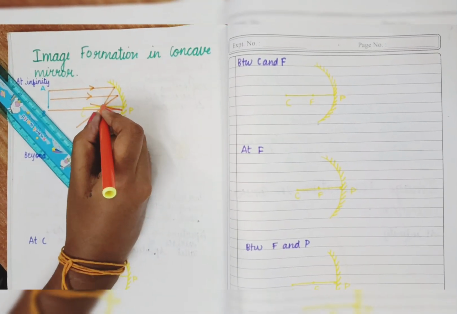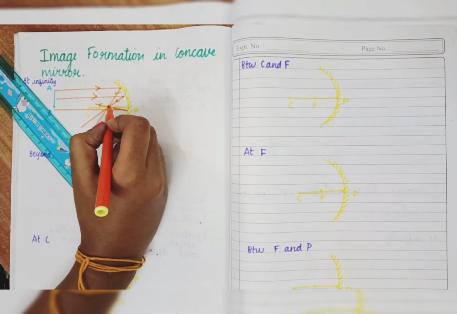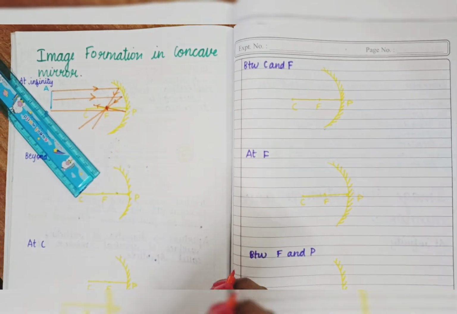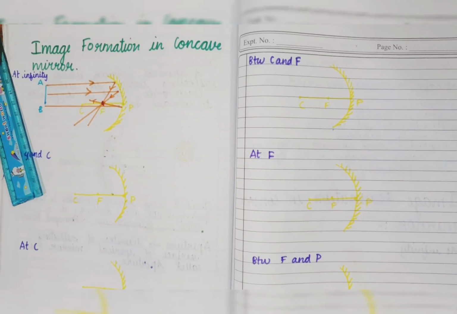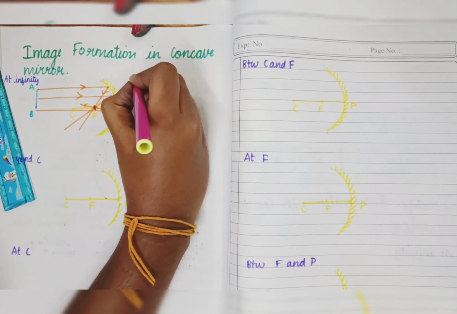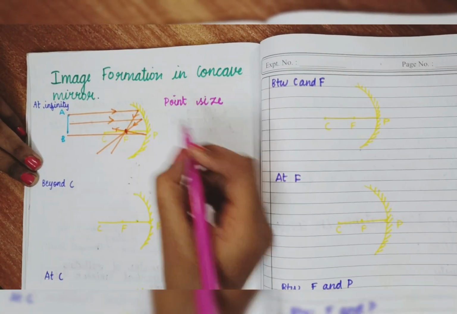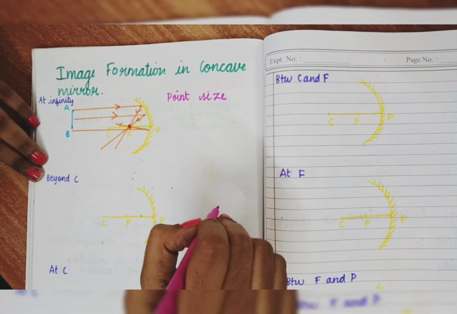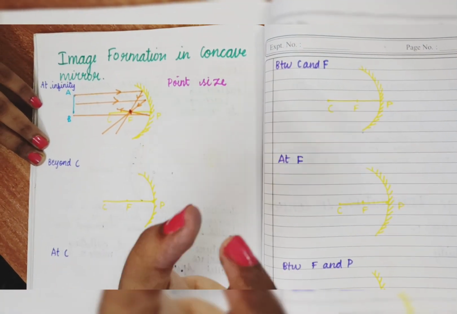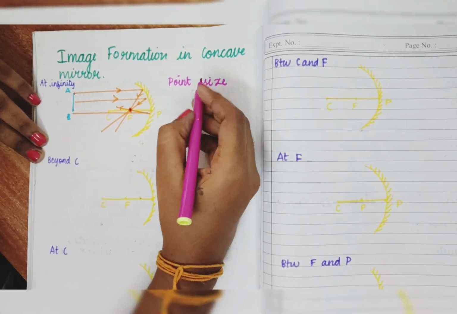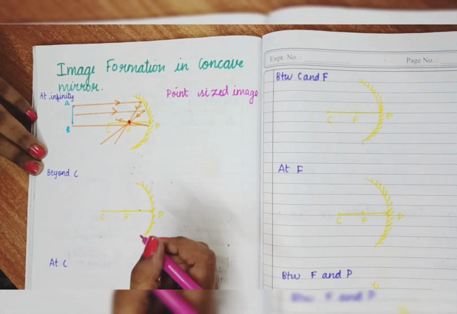This point is the point where all the reflected rays meet. All the reflected rays meet at the point called focus. Therefore, the image formed when the object is at infinity is very small. That's why we say the size of the image is point size. When the object is at infinity and the rays pass to the concave mirror, all the reflected rays fall on a point called principal focus, and the image formed is very small. That's why we say that a point sized image is formed when the object is at infinity.